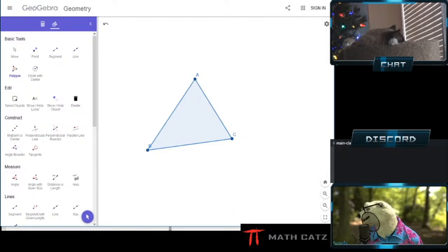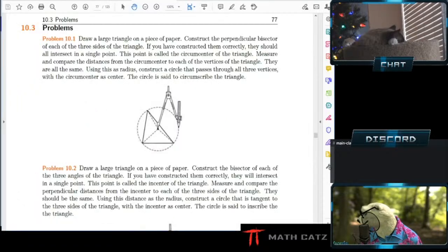So let's just read that. How do they suggest we do this? Construct a perpendicular bisector of each of the three sides of the triangle. Okay, we know how to do that. If you constructed them correctly, they should all intersect in a single point. Okay, we'll see. This point is called the circumcenter of the triangle. And then measure and compare the distances from the circumcenter to each of the vertices. They're all the same. Use that as the radius. Construct a circle to pass through all the vertices.